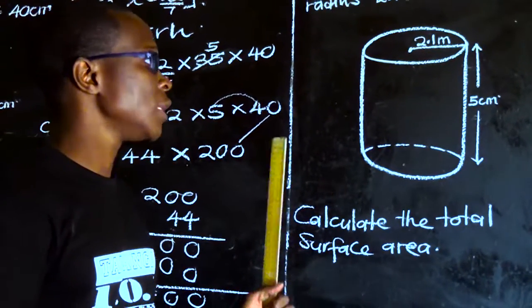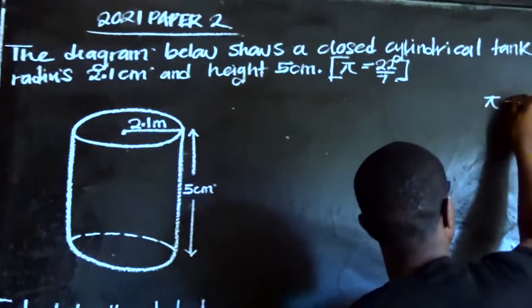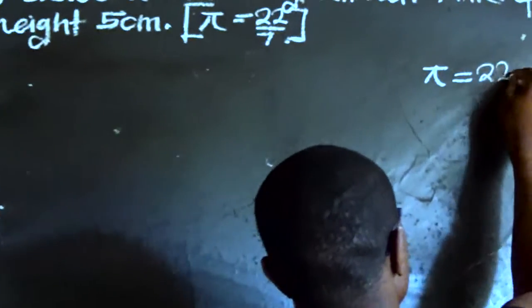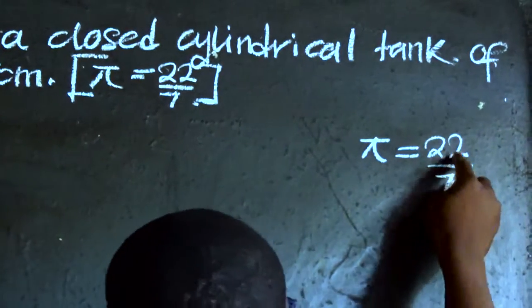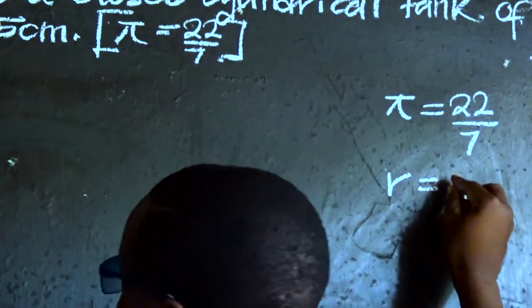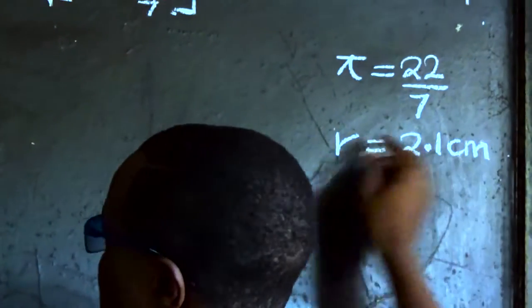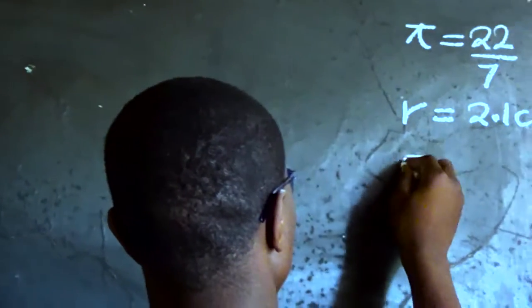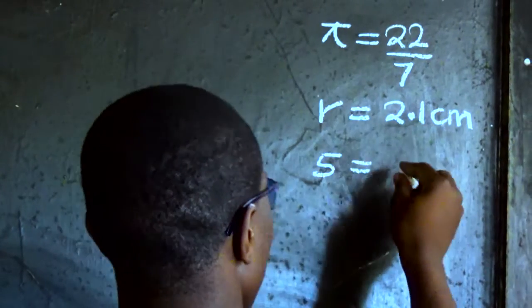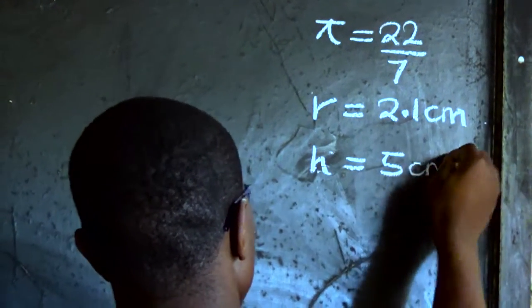In this case, we have been given pi to be 22/7. They want us to use pi as 22/7. Then the radius is 2.1 centimeters. What about the height? The height is 5 centimeters. Are we together?